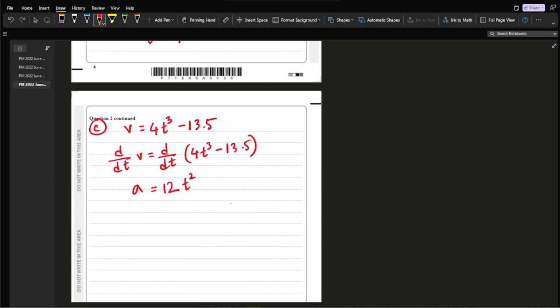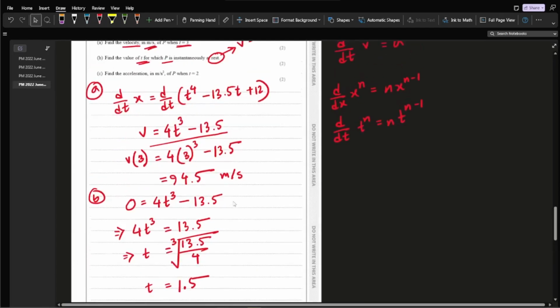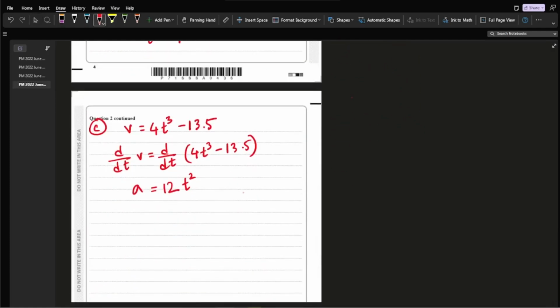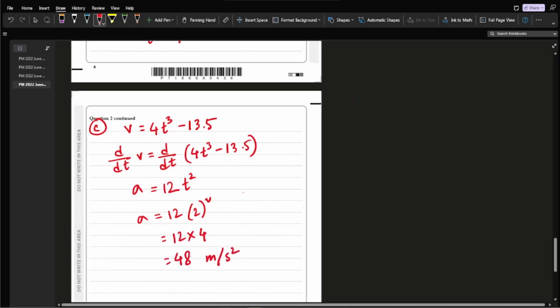Now we need the acceleration when t is equal to 2, so we will just plug in 2 here. So a is equal to 12 times 2 squared, 12 times 4, which is 48, and the unit is meter per second squared. This is our answer.